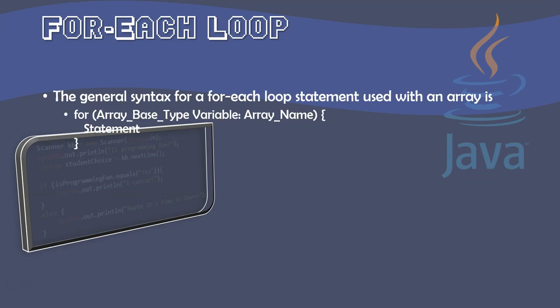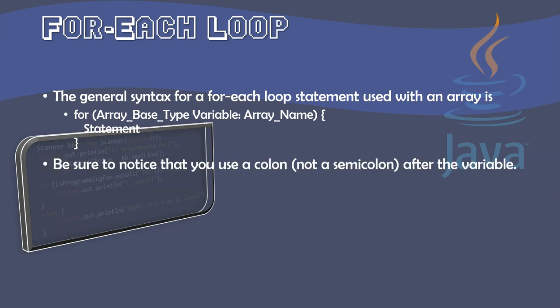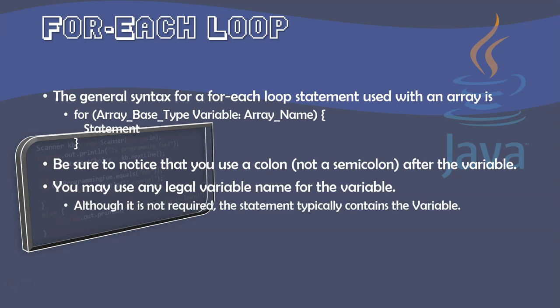The general syntax that we're looking at with a for each loop, when we're looking at an array, is going to say for (array base type variable : array name), and then we'll have some kind of statement for the code that goes inside of that for each loop. Be sure that you use a colon, not a semicolon, at the variable. Right in here, you'll notice this is a colon. It's not the usual semicolon that we're used to using because this is a special type of loop that we're going to be operating with.